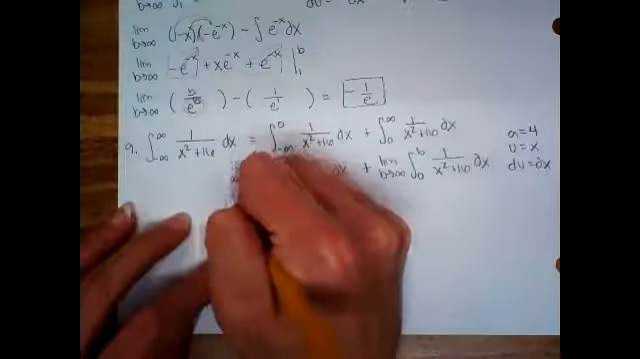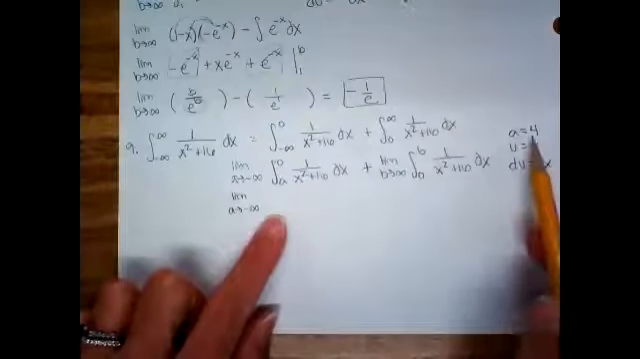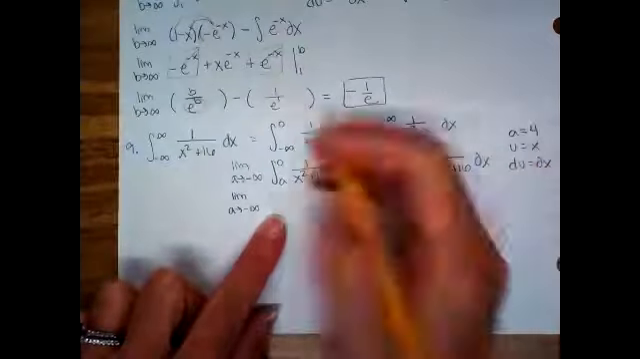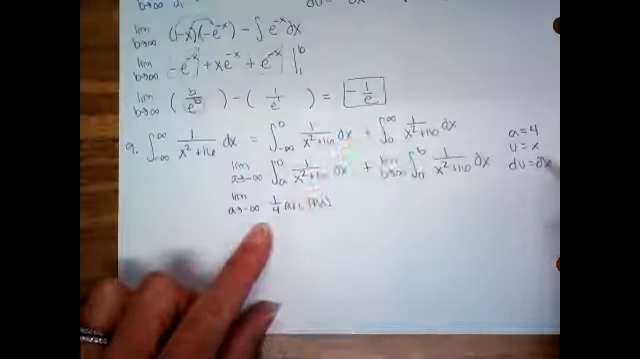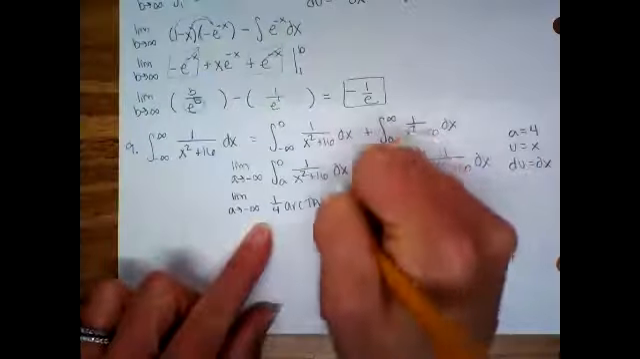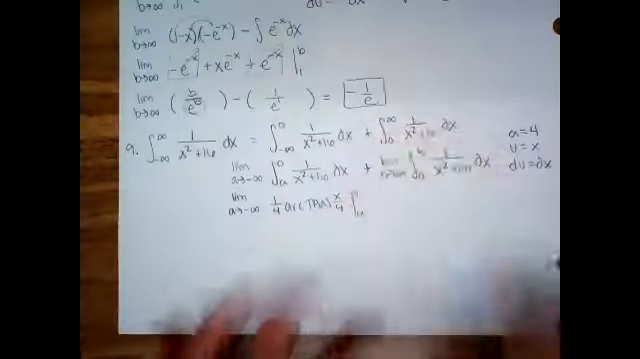All right, so this will be limit as a goes to negative infinity. Arctangent pattern, it'll be 1 over a, so 1/4 arctangent of u over a, so x over 4, and then such that a to 0.